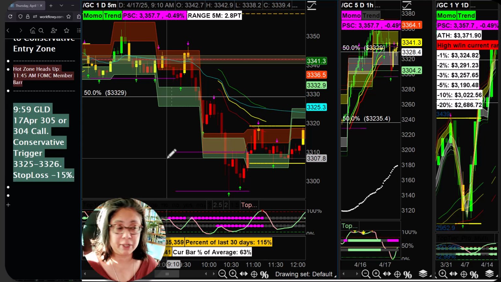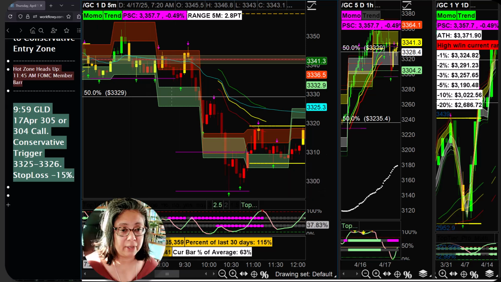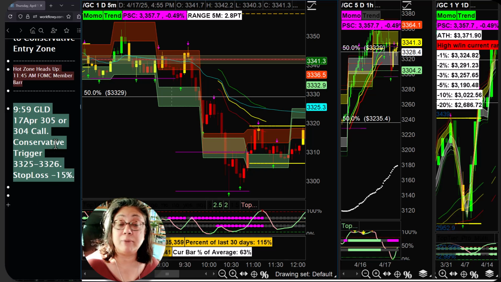If you watched the previous recap, great day, but what happens when things go beyond the risk parameters set for the trade? We've got to have the discipline to be able to cut it, and that's exactly what we'll talk about in this video. So at just before 10 o'clock, the setup for gold 17 April 305 or 304.